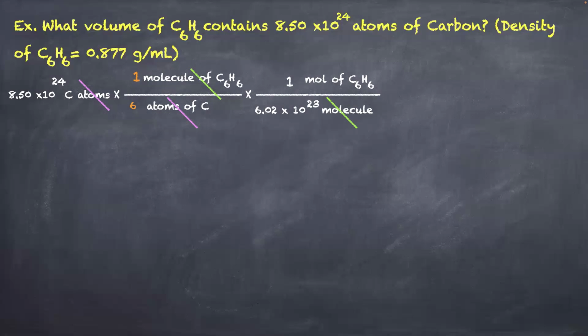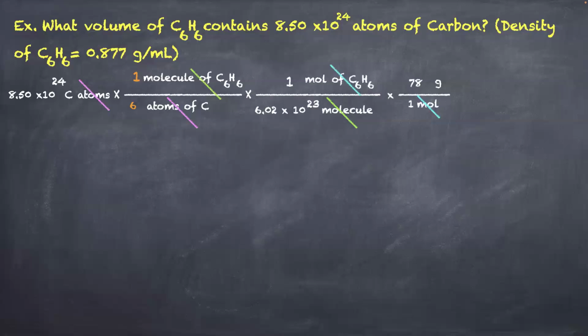And then, as we said, we have to go from moles to grams. So we have to use molar mass. So mole has to go at the bottom, grams has to go at the top. For every 1 mole, the molar mass of C6H6 is 78 grams. So moles can cancel out. And now up to here, the answer is in grams.